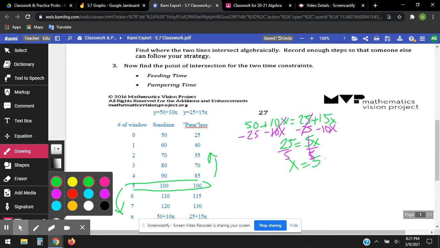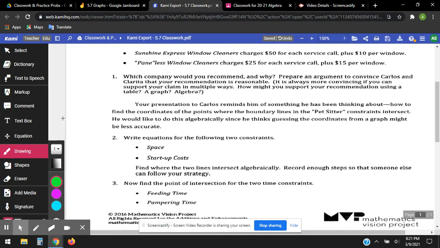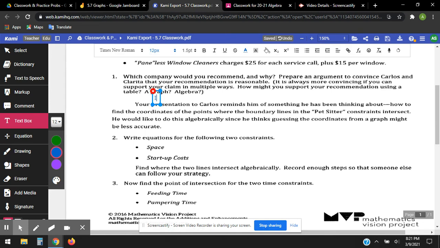They're the same price at 5 windows. Okay, so the final answer for this, I'm going to put up here. If you clean less than 5 windows, go with Painless. Clean more than 5 windows, go with Sunshine.